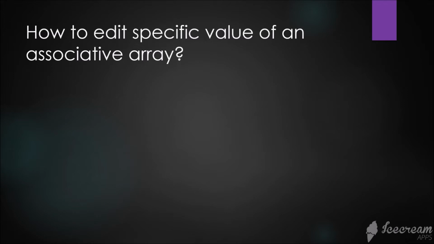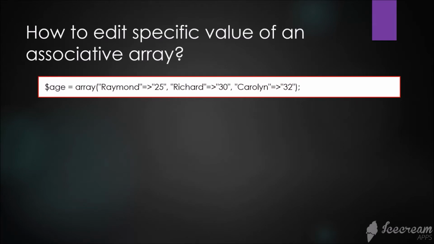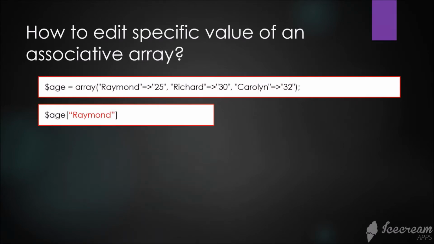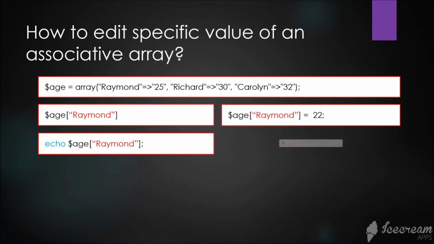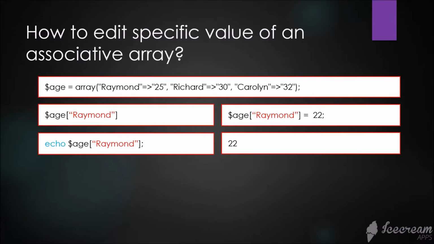Okay, next is how to edit a specific value of an associative array. Okay, so we have the array here. Of course, same as numeric, we need to know the index. So in this part, the Raymond index. Then we assign a value of 22. Then if we try to echo, the output will be 22. Okay? So if you are not aware of what the indexes are, you can still use our print_r or var_dump. Okay?